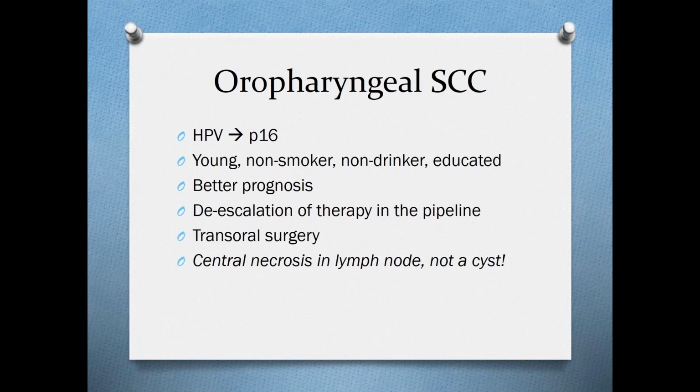Key thing there is you see a lymph node, they're rapidly growing lymph nodes, and they necrose centrally, and they appear to be cysts, but it's important to be aware that cystic lymph node metastases are one of the hallmarks of this kind of cancer.